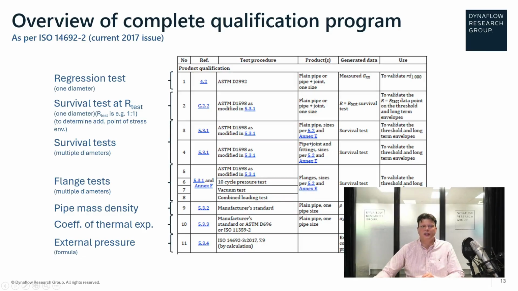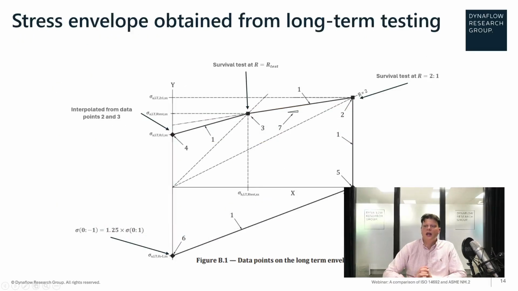So you do this one regression test, a survival test at R test, the non-biaxial loading ratio, to determine an additional point of stress, and then additional flange tests, as well as mass density, thermal expansion, and external pressure tests or calculations to verify all the additional data required to analyze the system. And what that results in is the envelope that you see here.